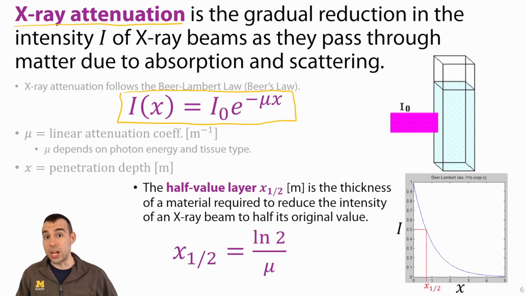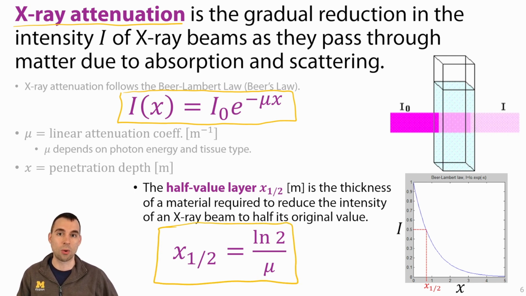The linear attenuation coefficient depends on the half-value layer thickness. This is essentially a definition of how deep into a material we would have to penetrate before the intensity is reduced by half. And according to these exponential decay functions, we can calculate that half-value layer thickness and relate it to the linear attenuation coefficient by taking the natural log of 2 and dividing it by the attenuation coefficient to give the half-value layer thickness.